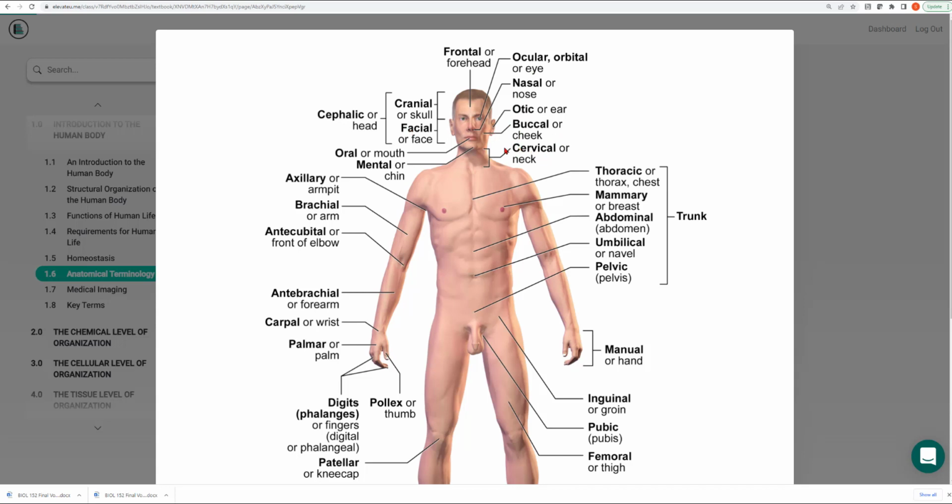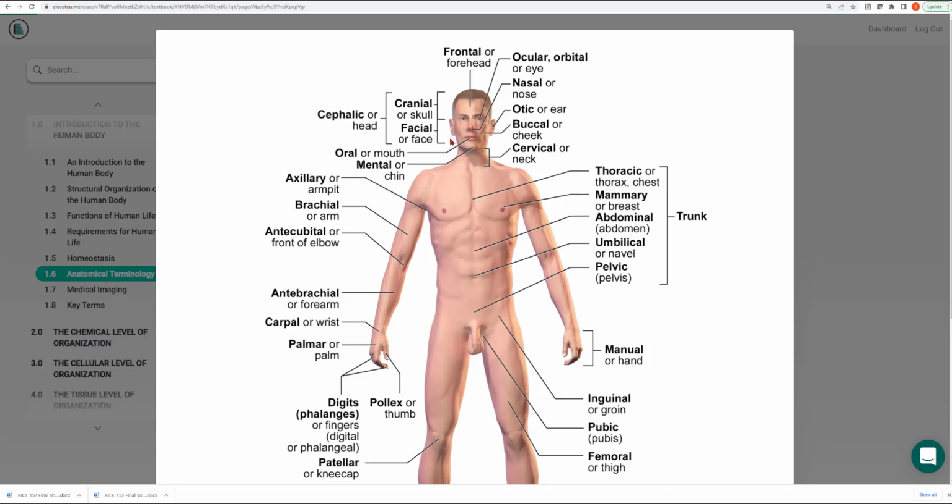The cervical region is your neck. The nasal region is the nose. The otic region is your ear. The ocular region is your eye. Cephalic is your entire head. Oral region is your mouth. And your mental region, this one may not be familiar to you, is your chin. That one is not very familiar for a lot of students.